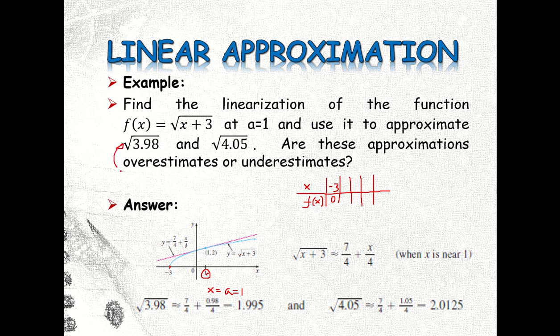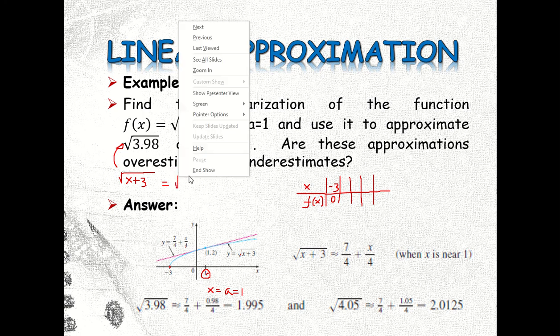So you break this into square root of x plus 3. So you have one part here which is equal to x, the other part is 3. So what is the value of x such that when you add that value of x to 3, you will have square root of 3.98? Okay, so that's the question.